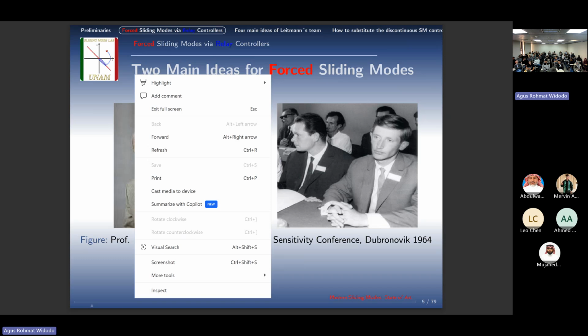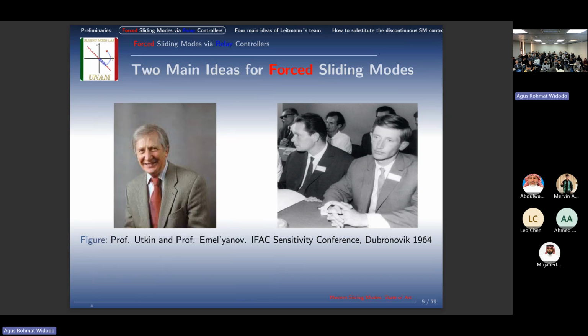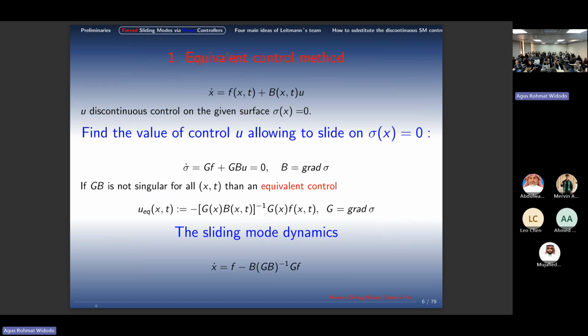This is my scientific advisor, my scientific father, and this is my scientific grandfather. Professor Utkin is my mentor, and he was a student of Professor Emelyanov. This is a photo dated from the 1960s, and this is a recent one, but both have passed. So what they've done? They formulated two principal ideas.